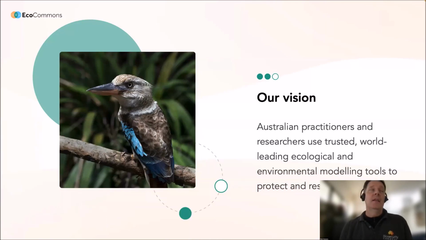And the vision at EcoCommons is pretty huge. It's this idea that we can develop a place where Australian practitioners and researchers can use trusted, world-leading ecological and environmental modeling tools to protect and restore the planet. So that's a huge vision. We got a long way to go before we hit that vision, but it's a great reason to get up out of bed in the morning. It's a nice place to be pointed towards.